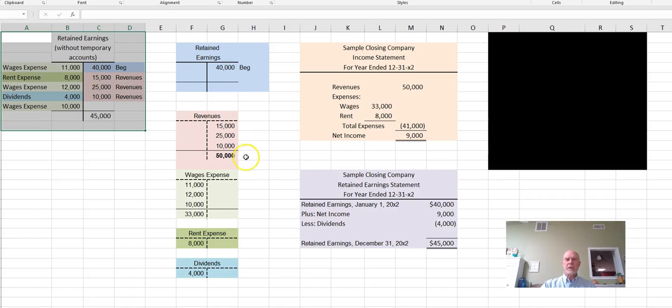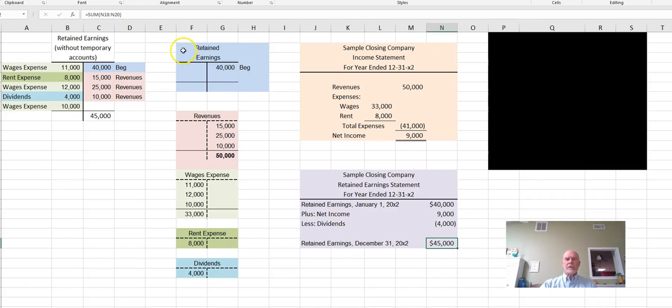So at the end of the period, the revenues we can just take to the income statement right here. Wages expense of 33, it's all totaled up, and that goes to the income statement. So does the rent expense, and we calculate our net income. And then that net income comes down here to the statement of retained earnings. The $9,000 is added to the beginning retained earnings, and then the dividends, which are also identified in their own separate account, are subtracted, and that gives us an ending balance of retained earnings of $45,000.